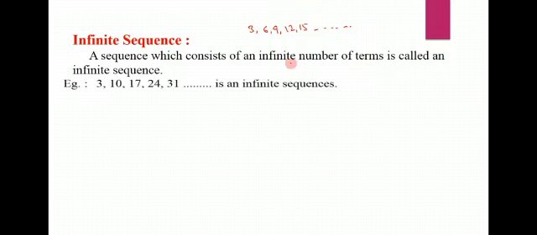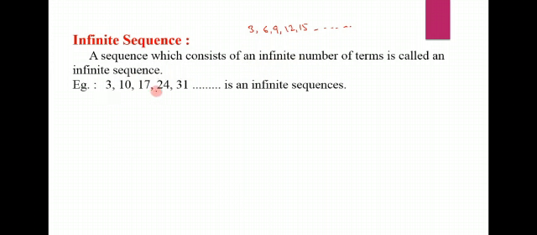Let us see another example: 3, 10, 17, 24, 31, and so on. Up to where does this sequence continue? It continues infinitely. We don't know up to where it is. So that's why it is said to be an infinite sequence. Now let us hear an important note regarding the sequence.